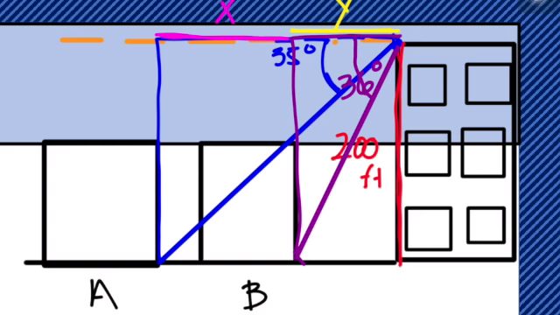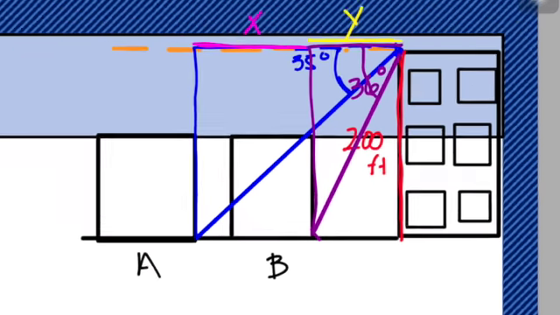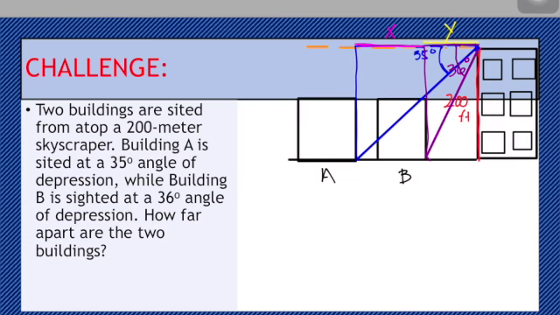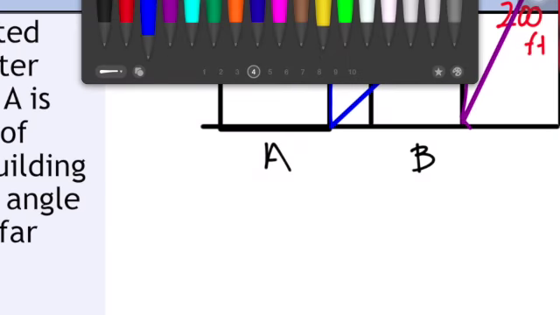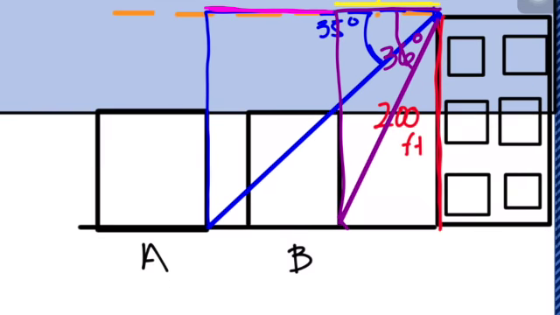All right, so now let's go ahead and create our two equations. So our first equation, let's create it out of triangle A here. Okay, so we know the height. The height is the same height as the building, which is 200 feet.